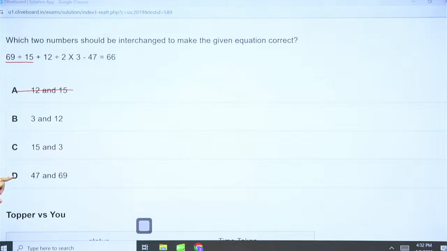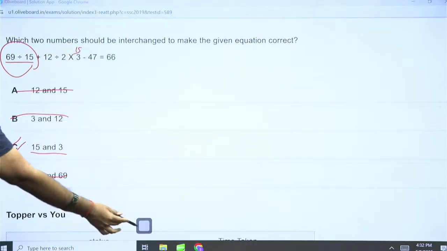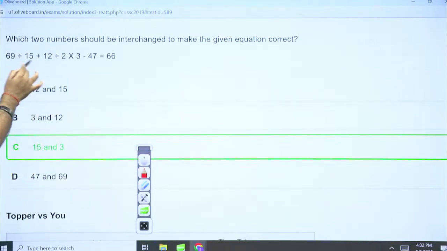47 and 69 also, if I change, does not make sense. I think this is pretty simple. If I change 15 and 3, only then this division makes sense, right? And 15 will come here. I'm just playing a gamble. I'm not solving it. Yes, option C is right. Only by division sign here we could figure it out.